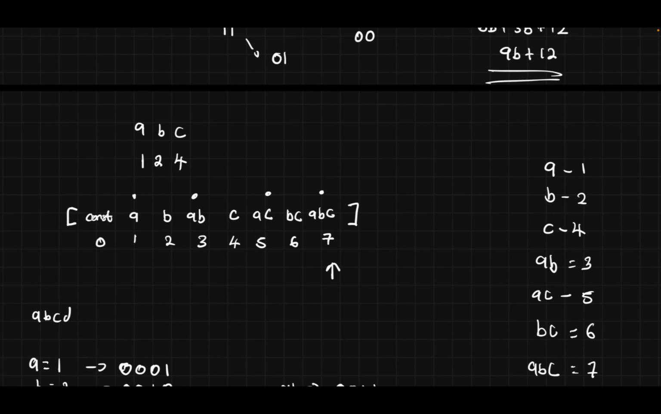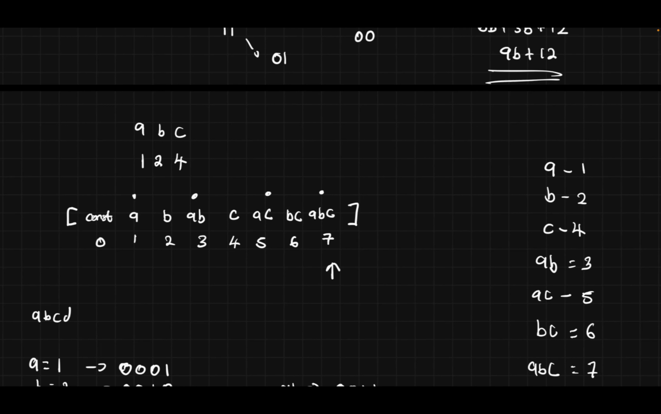Let's try for the other one. AC. That's 5, right? If we subtract 1 from it, that's 4. Is that where C is? Then what's AB? 3. 3 minus 1 is 2. That's where B is. So it's always telling you where.